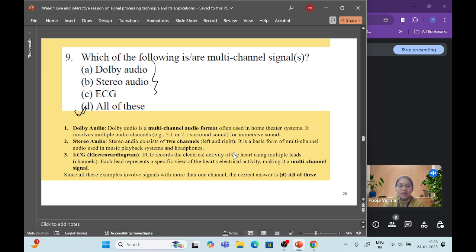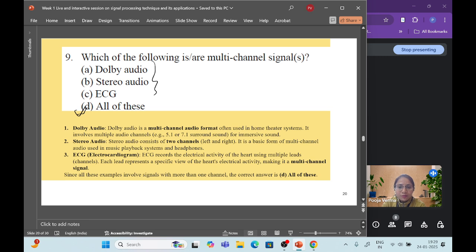Question number 9 is a theoretical question. Which of the following is a multi-channel signal? Three options are given: Dolby audio, stereo audio, and ECG. So what if these are the multi-channel signals?